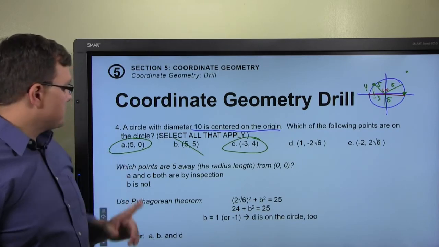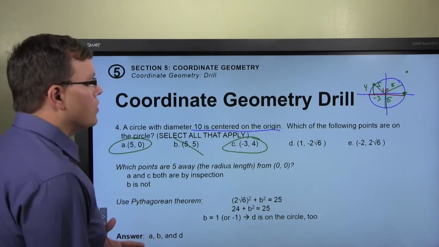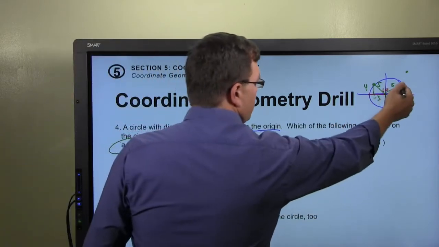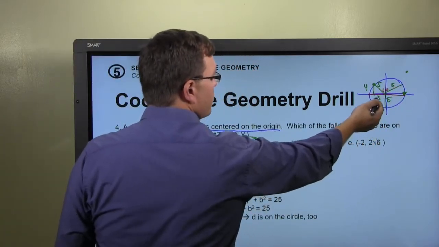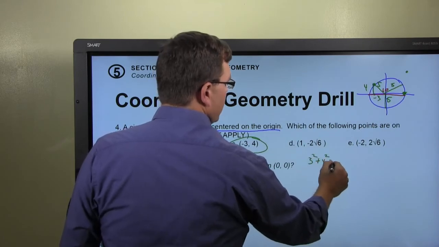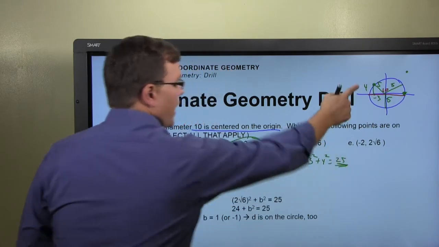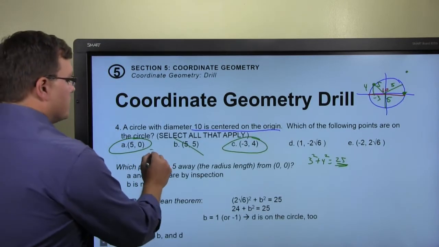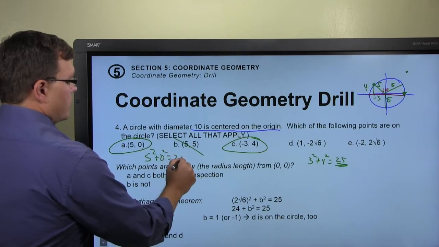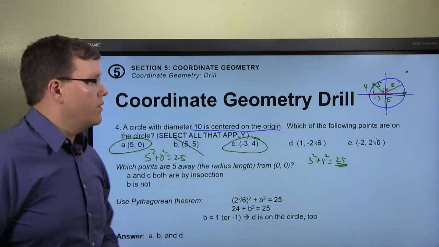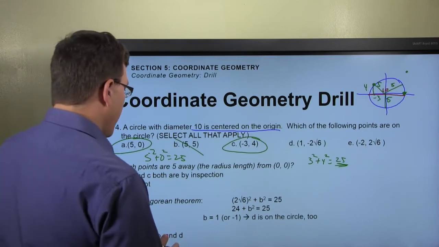Now remember, what we have to total is 25, because as you can see, if the radius is 5, then 3 squared plus 4 squared equals 25. We're looking for anything that gives us 25. So does (5, 0): 5 squared plus 0 squared equals 25. So we need for either of these to give us a 0. So let's try.